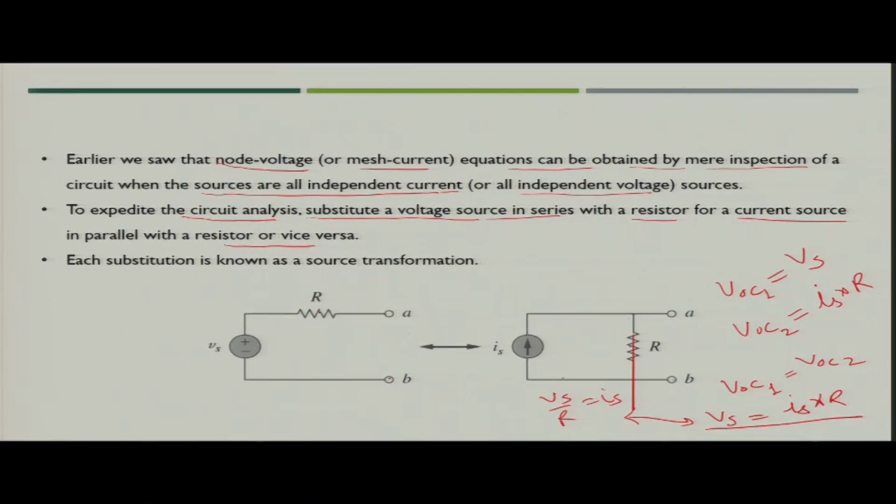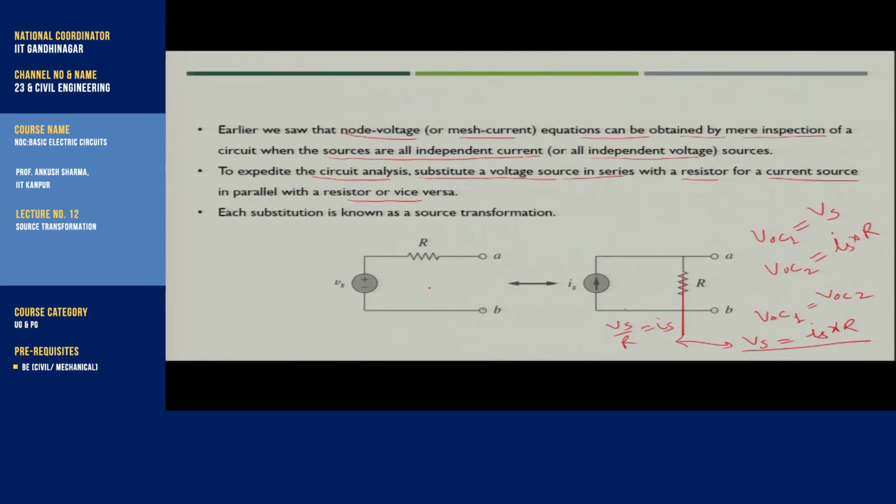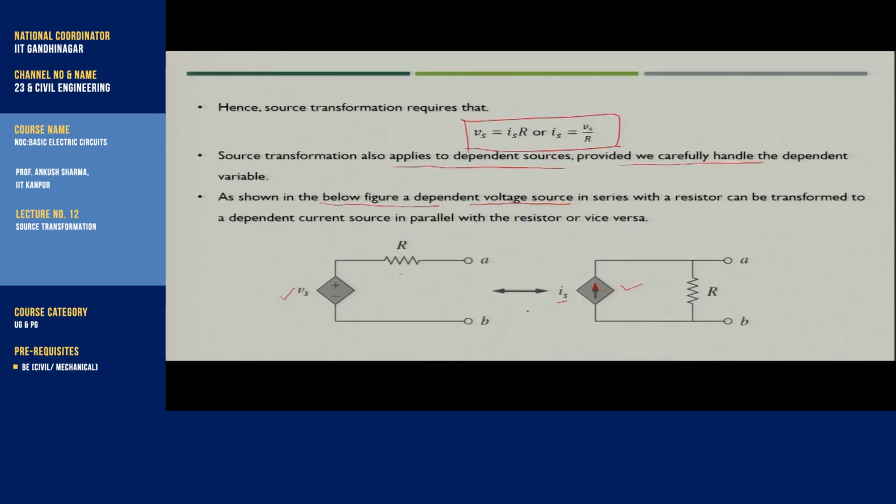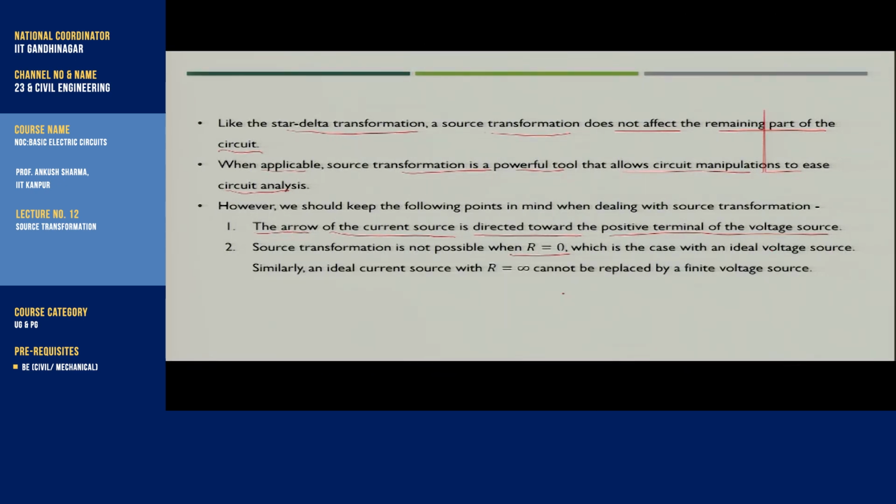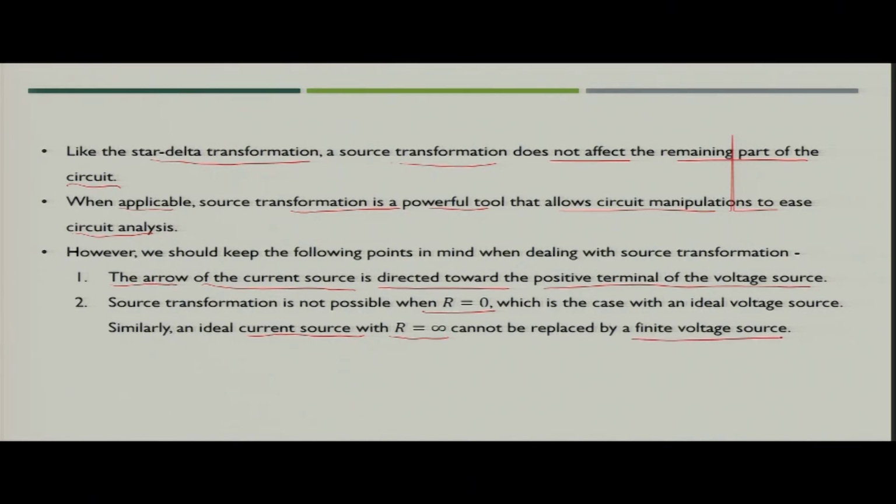So let us see this. If you make R is equal to 0, then this will become an ideal voltage source, and if you make R is equal to infinity, this will become an ideal current source. So ideal voltage source and ideal current source cannot be transformed from voltage to current or current to voltage. So this also we have to keep in mind when we are doing the voltage or current source transformation. Why? Because when you have an ideal current source, you cannot replace it with any finite voltage source, right. So that is why it is not applicable when the voltage and current sources are ideal.